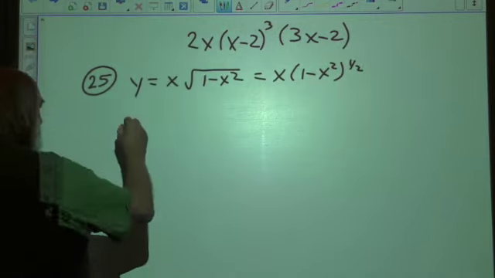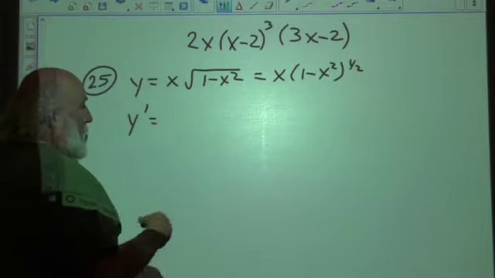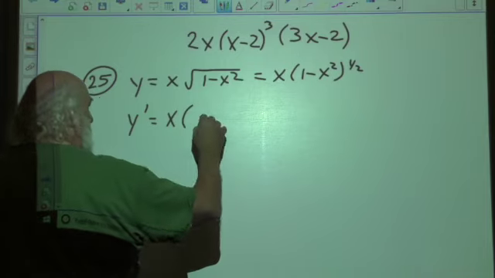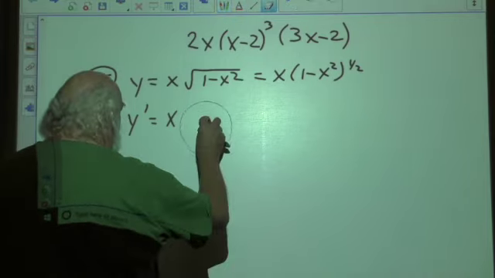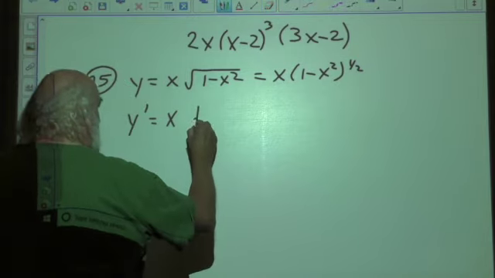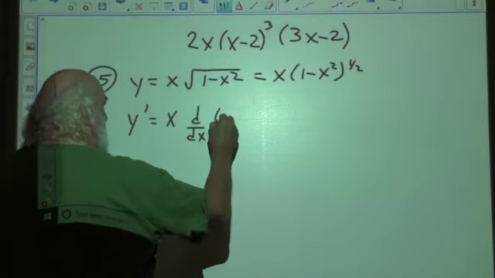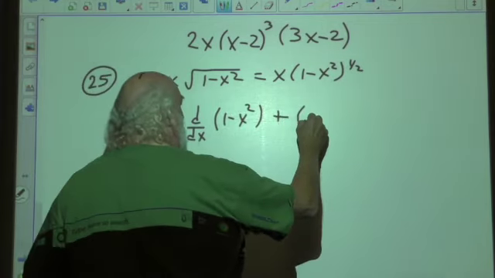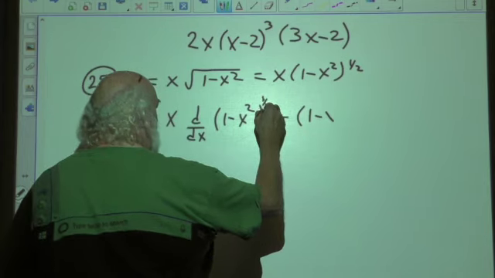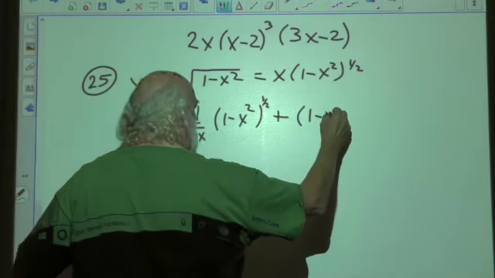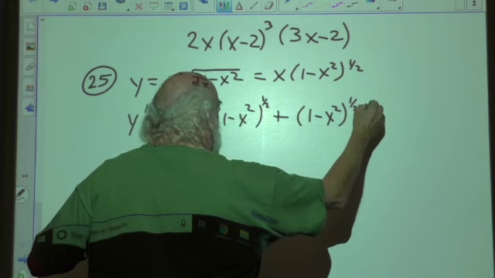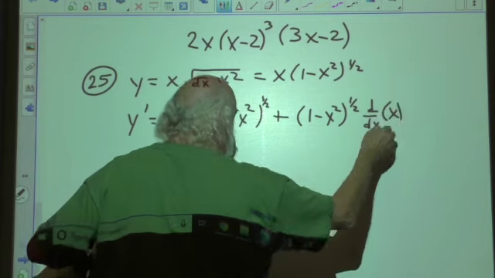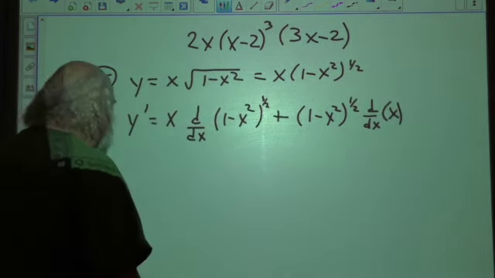So the derivative of this, again, we'll do what we did before. x times the derivative of 1 minus x squared to the 1/2 power, plus 1 minus x squared to the 1/2 power times the derivative with respect to x of x, which of course we know is going to be 1.